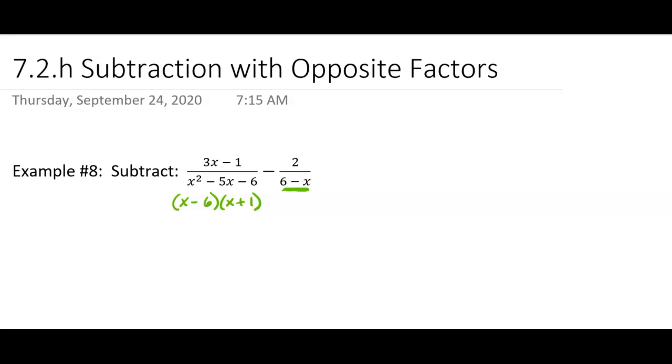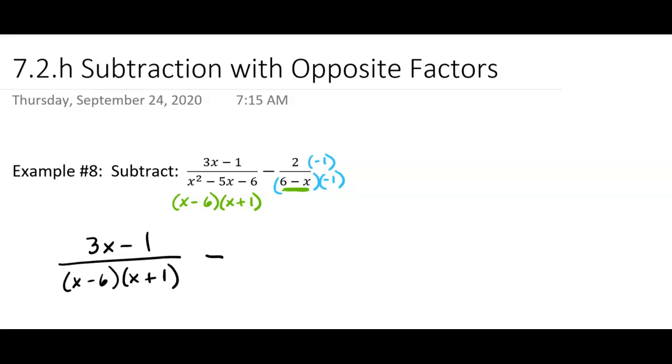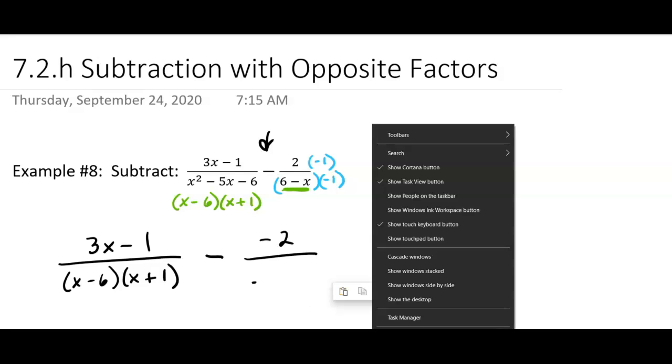So we've worked with opposite factors before. We're going to multiply by a -1, and we're going to go to the numerator and the denominator. Okay, so then our problem is going to look like this. 3x minus 1 over x minus 6, x plus 1. The subtraction sign, I haven't done anything with that yet. So that's the subtraction sign that was in the original problem. So it's still there. Now I have a -2 in the numerator. And in the denominator, because I multiplied by -1, it's going to switch those around and make it x.